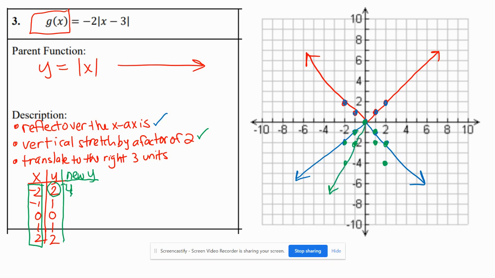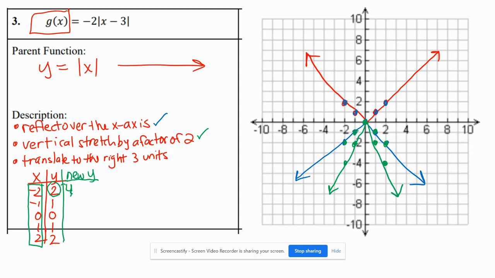So I know I probably used a little bit too much green. That looks confusing, but the new one looks like this. Okay, so notice what we had is a vertical stretch. So pretend like that absolute value was sort of made out of strings. Vertical stretch just means we're going to pull it downwards in a vertical fashion.